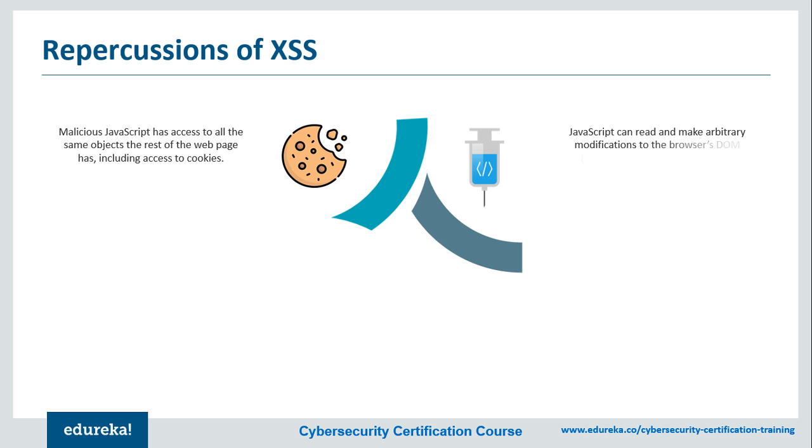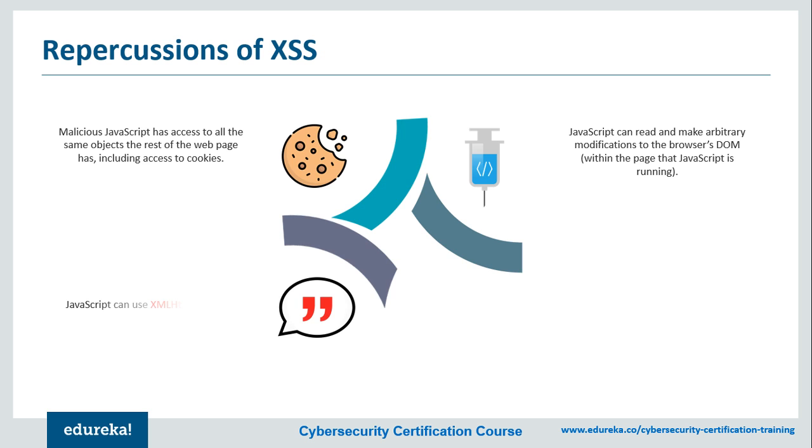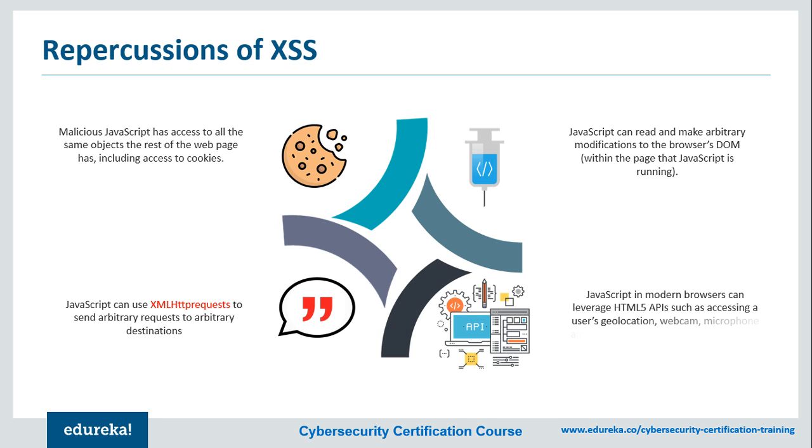Secondly, JavaScript can read and make arbitrary modifications to the browser's document object model. So your page will just be incorporated with all sorts of scripts and viruses without you even knowing from the server side. Now JavaScript can be used with the XML HTTP request to send HTTP requests with arbitrary content to arbitrary destinations. And the most scary part is that JavaScript in modern browsers can leverage HTML5 APIs, such as accessing a user's geolocation, webcam, microphone, and whatnot, and even specific files from the user's file system.